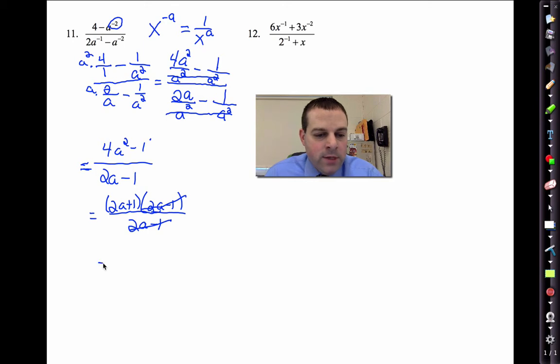Now the nice thing about this rational expression is the entire denominator cancels out, which means in itself there is no fraction remaining. So 2a plus 1 is your simplified rational value.